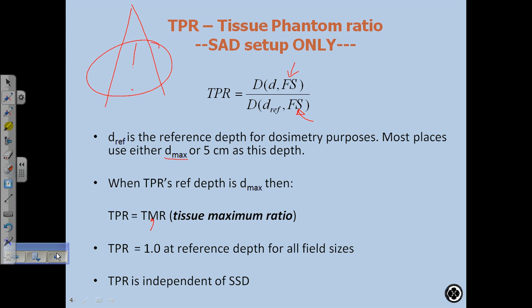So TPR is equal to 1 at the reference depth for all field sizes. If you open up your books and look up a TPR, you'll find that it says 1.0 for all field sizes, because you're normalizing it. You're taking the dose at a particular depth divided by the dose at DREF for a particular field size. So all the TPRs will be normalized for this depth of DREF, and they'll all be equal to 1.0 at DREF. If this becomes DREF and the field size is 10, this would be D(DREF, 10) over D(DREF, 10), and that'd be 1. If the field size is 20, it's D(DREF, 20) over D(DREF, 20), and they'll cancel and it'll be 1. So it's 1.0 for all field sizes.